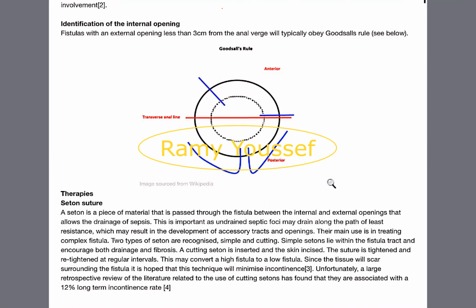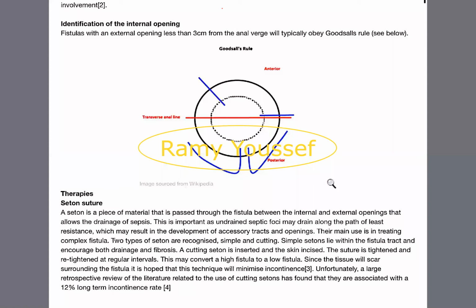Within 3 centimeters of the anal verge, if you find the external opening of a fistula, and you want to examine the patient by digital rectal examination to know where the internal opening is, this applies only for any fistula or external opening within 3 centimeters of the anal verge. You go by digital rectal examination as follows. Above, I will take a transverse line from 3 o'clock to 9 o'clock. The patient is on his back.